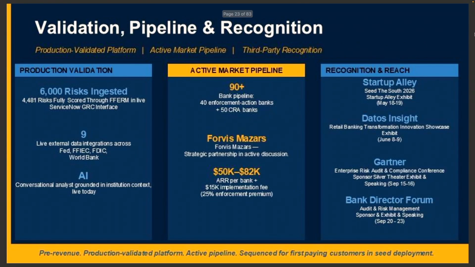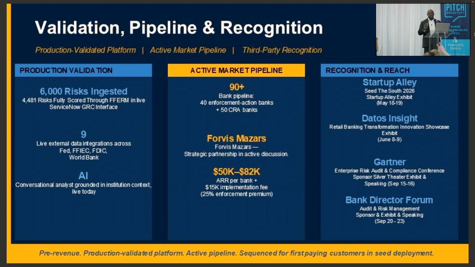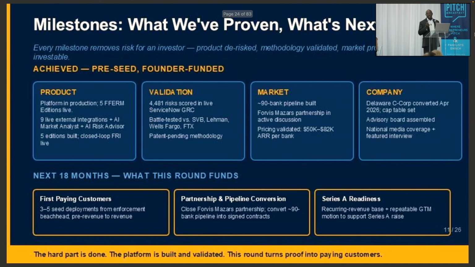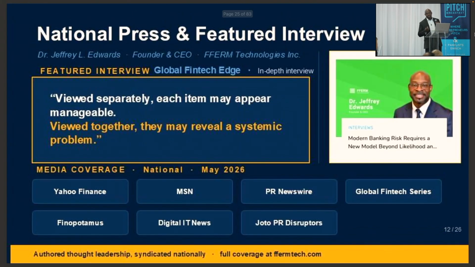Now, some of the things that we have focused on as a company and some of the milestones that we have accomplished are in products, validation, market, and company. One of the things that I want to highlight is that we have 5 editions of our application: a banking edition, credit union, a RIA, a broker-dealer, and an insurance application. We've also had press releases and articles published about our methodology.